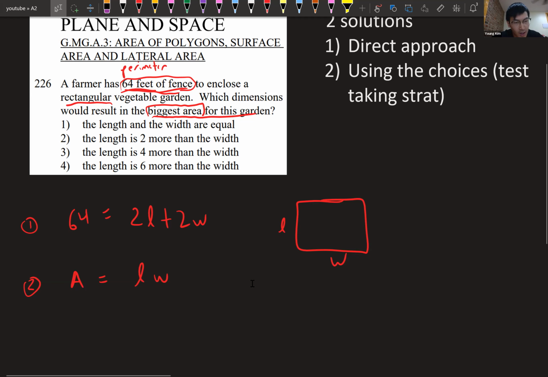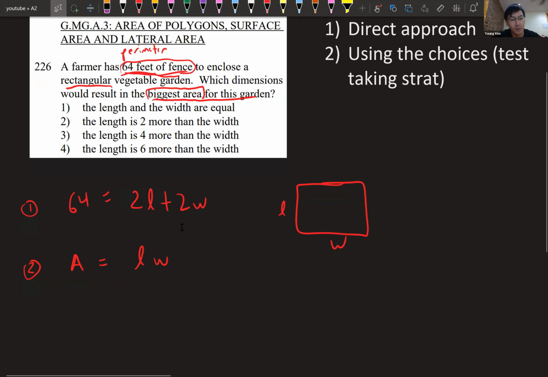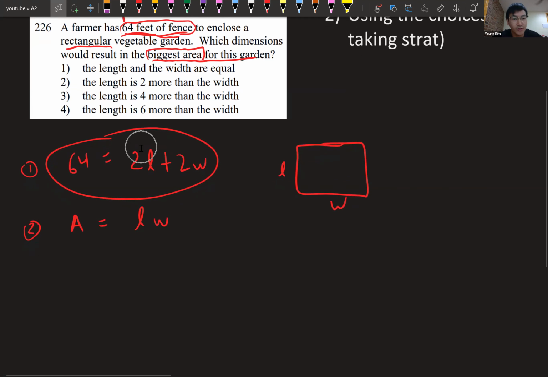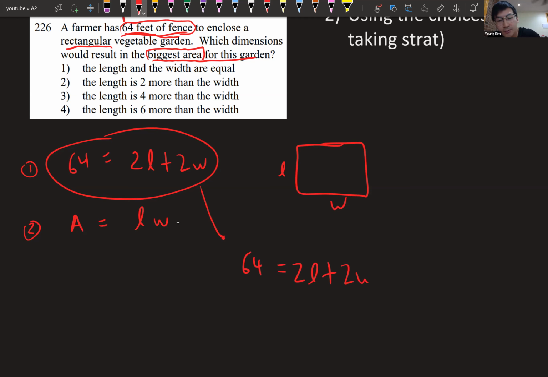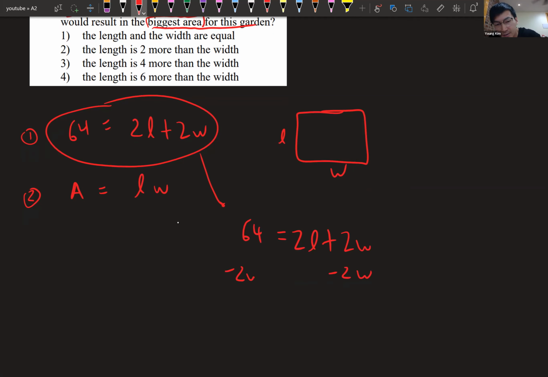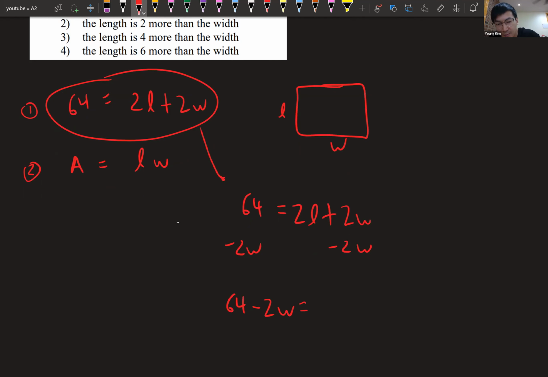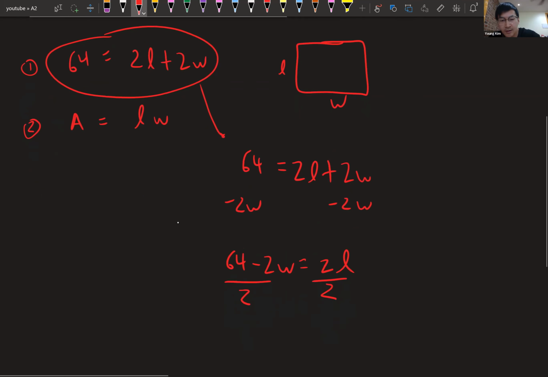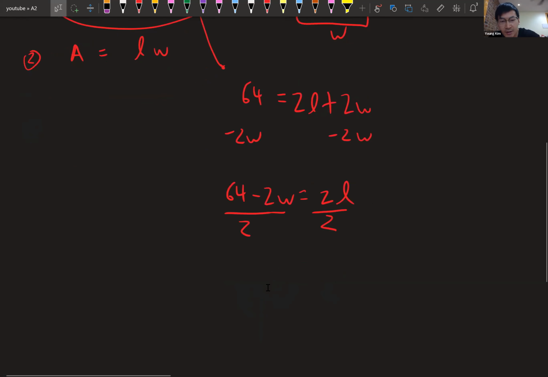So from here, what you could do is take your first equation and solve for one of the variables. I'm going to choose L. I'm going to solve for L in terms of W, and then I'm going to substitute that back into equation 2, and you'll see why. So 64 is equal to 2L plus 2W. You're going to subtract 2W on both sides, so you get 64 minus 2W, and then you divide by 2 on both sides. Divide by 2 goes on both terms. So here it's going to be 32 minus W is equal to L.